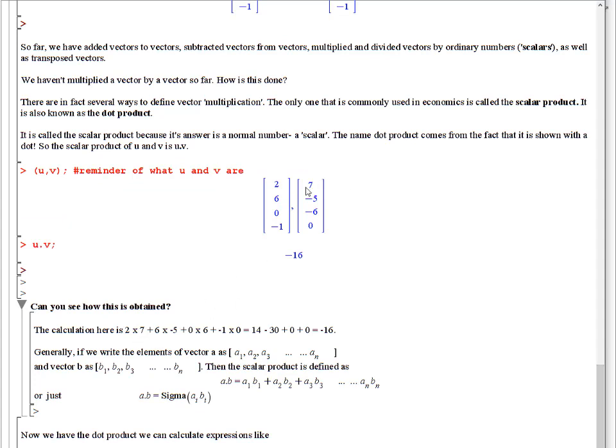Calculation here is just 2 times 7 plus 6 times minus 5 plus 0 times minus 6 plus minus 1 times 0. And then you add all these together. So you multiply these and sum the answers and you get minus 16.